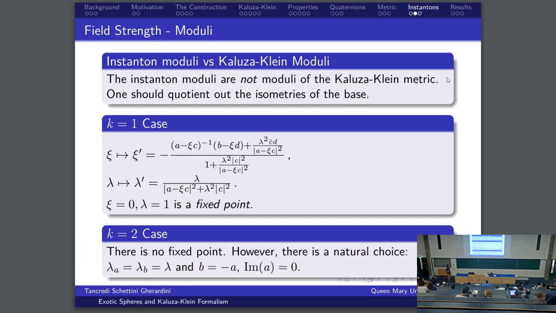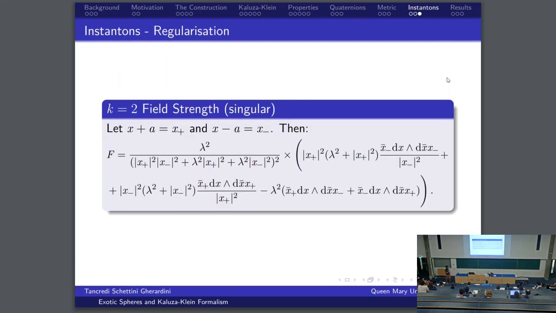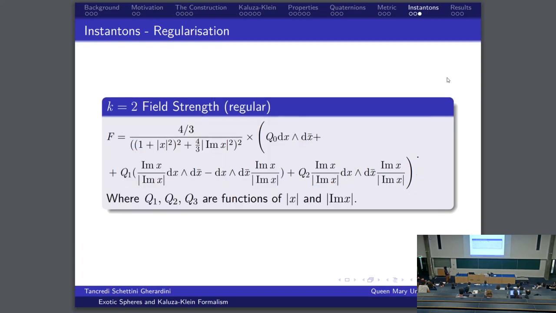But we found a very nice point in the moduli space, which is the sizes being equal, and the positions being both real and one opposite with respect to the other. And when you make this choice, you can actually calculate the field strength for the k equals 2 case. Now I'm going to just flash the expression. Then you can regularize it, and you get something else. And here, the only thing that I want you to notice is that there is this imaginary part of x and its modulus appearing over and over again.